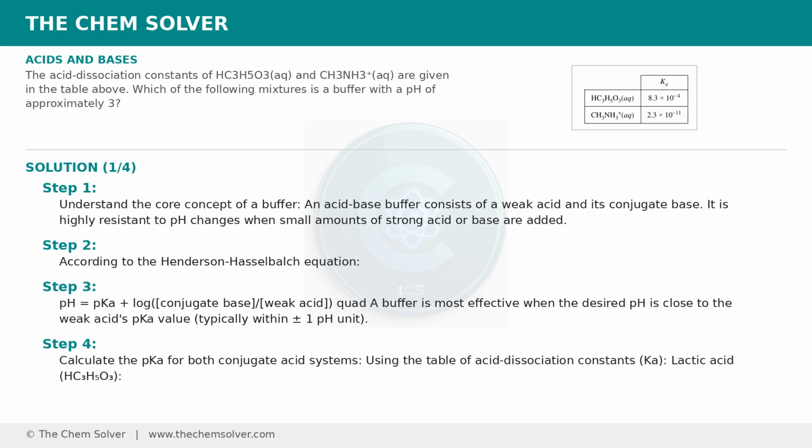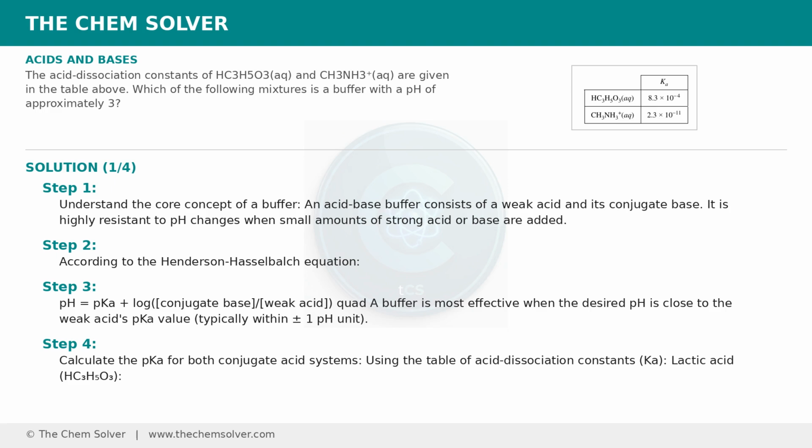Understand the core concept of a buffer. An acid-base buffer consists of a weak acid and its conjugate base. It is highly resistant to pH changes when small amounts of strong acid or base are added. According to the Henderson-Hasselbalch equation, pH equals pKa plus log of conjugate base over weak acid.